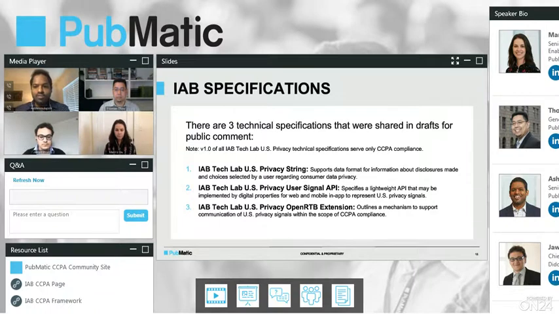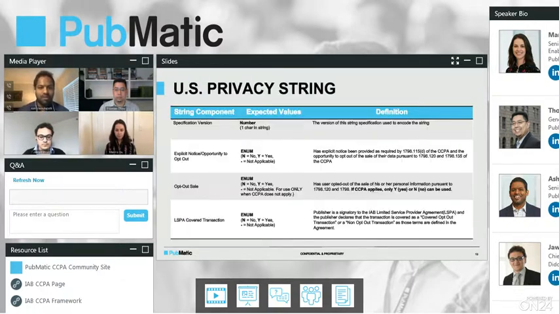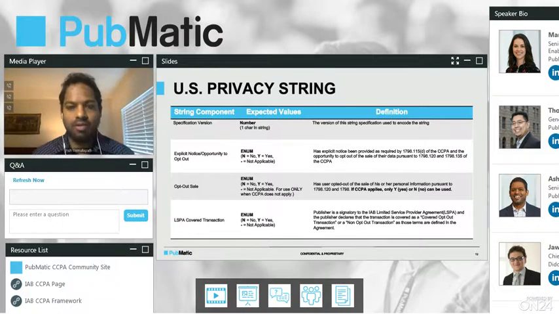Now, moving on to the first element, the US privacy string. Unlike GDPR, CCPA's US privacy string is as simple as it can get. It's a string of four characters, and what I'm going to walk through is what each of the characters means.